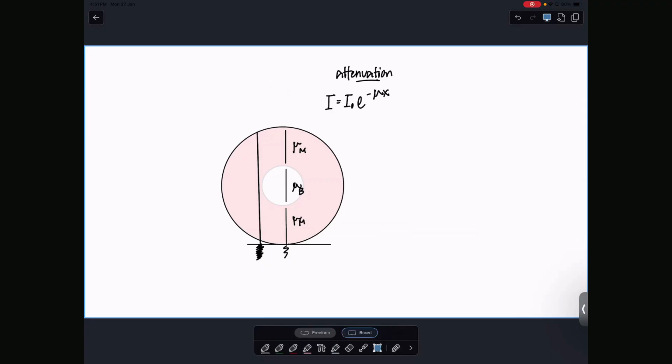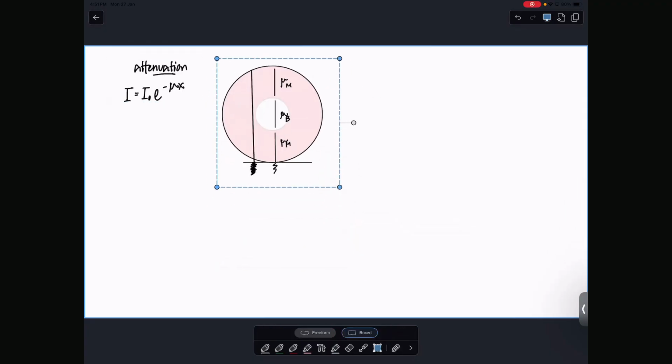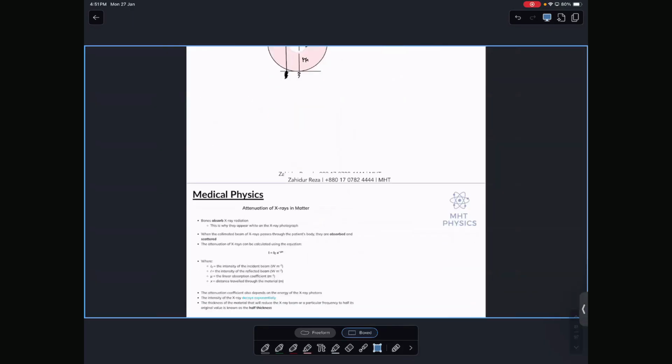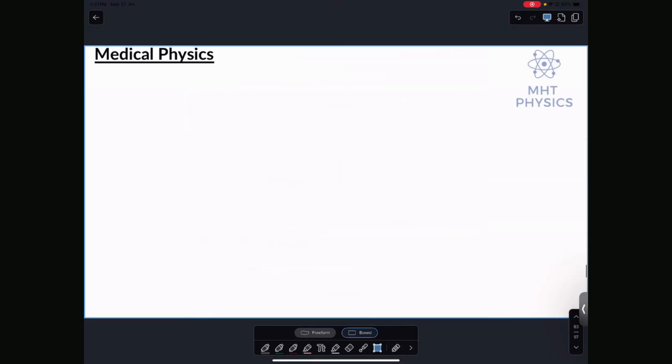Okay, so this math does exist here. I'll come back to this math later on, but today I'm going to start something new, and it will take about 10 minutes actually. That is the CT scan. So let's do the CT scan.